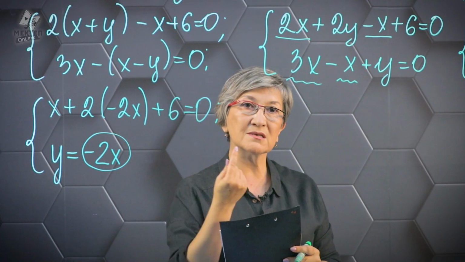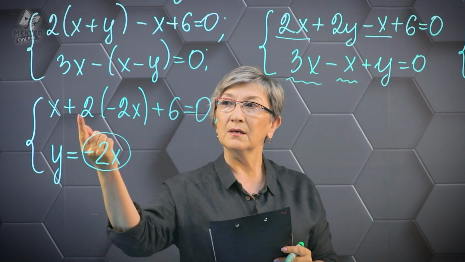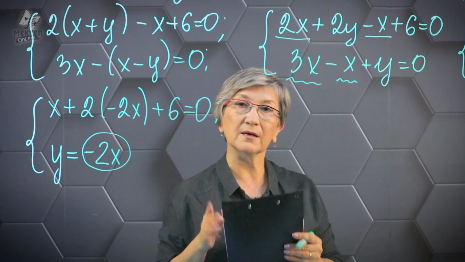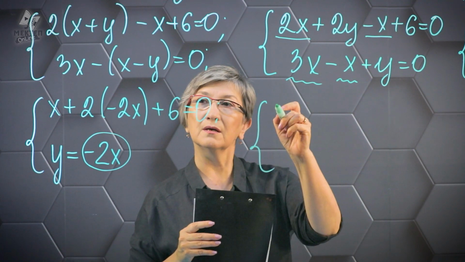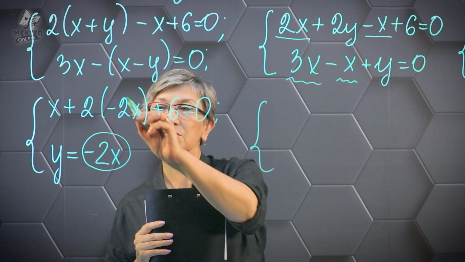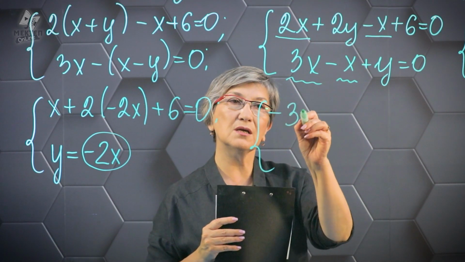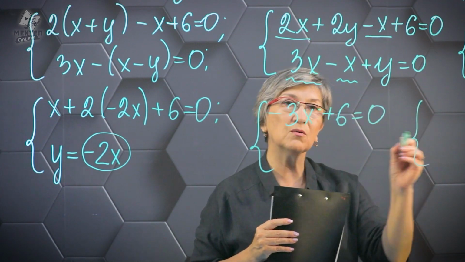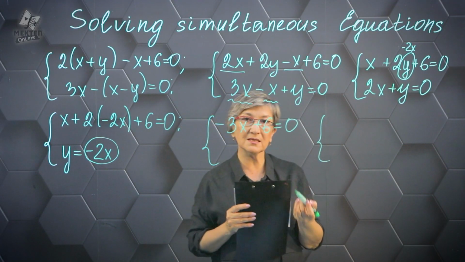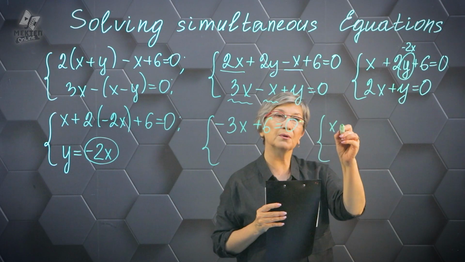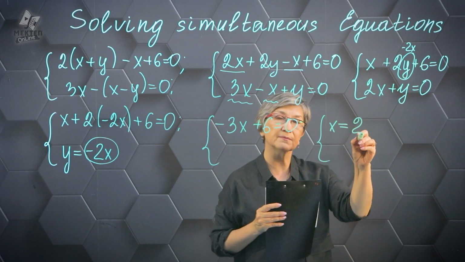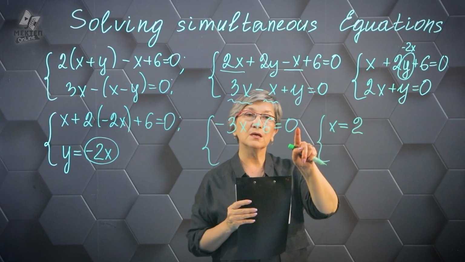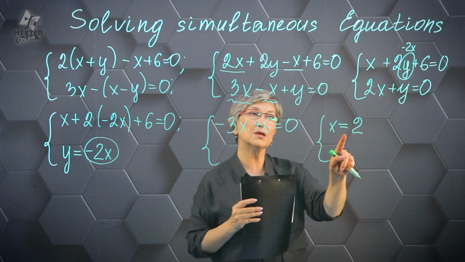We have one variable in the first equation. And then we can solve this equation, and it will have a single solution. x minus 4x is minus 3x, plus 6 equals 0. Then I can solve this equation with respect to the variable x. 6 we move to the right side. Minus 6 divided by minus 3. x equals 2.